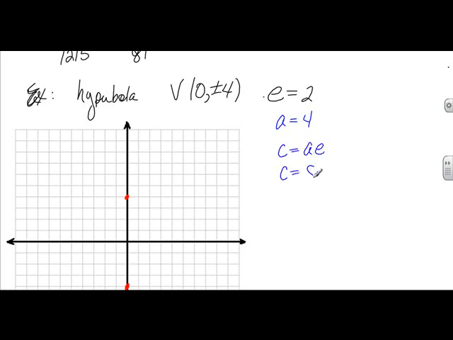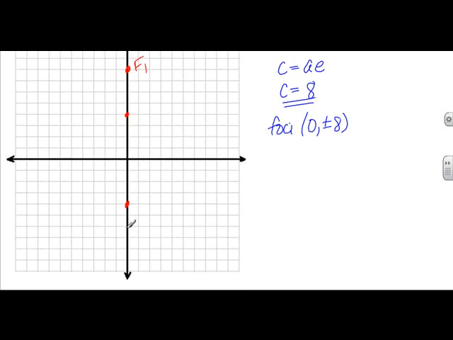So I'm going to have a focus. Your foci are going to be at 0 and plus or minus 8. So that would be there. And there. So we're going to have a vertex and vertex. Label those points.